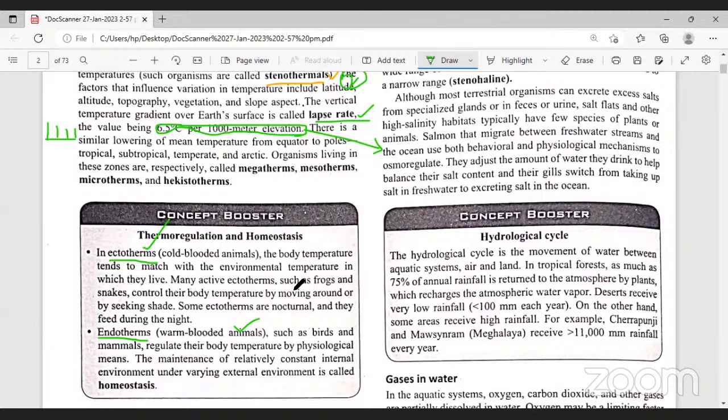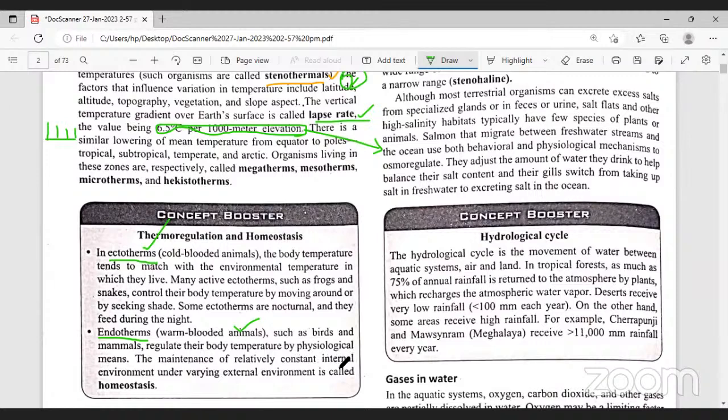Many active ectotherms such as frogs and snakes control their body temperature by moving around or by seeking shade. Some ectotherms are nocturnal and they feed during the night only. So these are the animals you already know, the snakes as well as the frogs. They are all ectotherms, cold-blooded animals. They can only survive or hunt at night. And endotherms, warm-blooded animals such as bats and mammals, regulate their body temperature by physiological means.